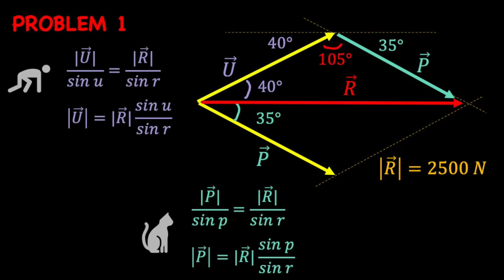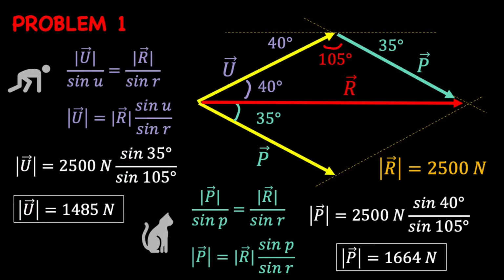We set up the sine law for both vectors u and r. We rearrange the equations, then fill in our numbers and solve. In the end, we find the forces needed to knock over the tombstone. You need 1,485 newtons, while Pi must pull with a force of 1,664 newtons. You are one problem closer to freedom.